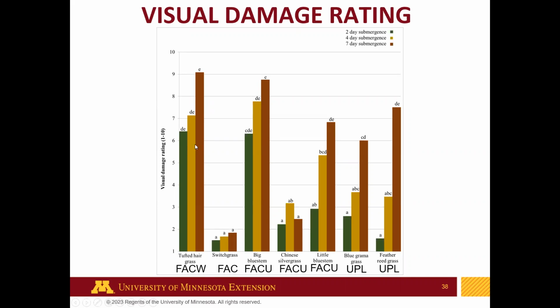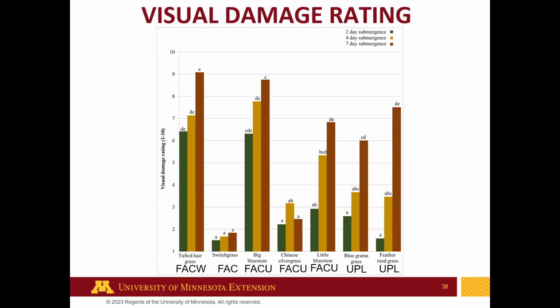And when you look at the visual damage rating, even for the 2-day submergence duration, it was over 6, quite a bit of dieback. And if you look at significance for tufted hairgrass and big bluestem within a species, there were no significant differences among those treatments. They were all pretty bad. Now, if you look at switchgrass and Chinese silvergrass, they did pretty good, whether it was 2-day, 4-day, or the 7-day submergence duration treatment. Again, within a species, no significant difference among those treatments.